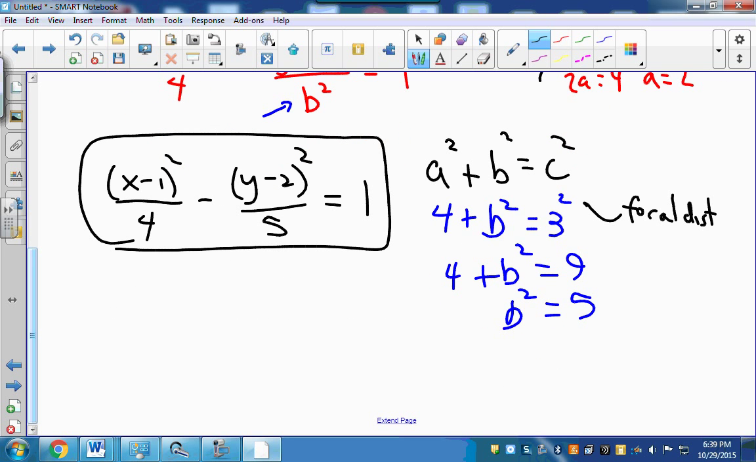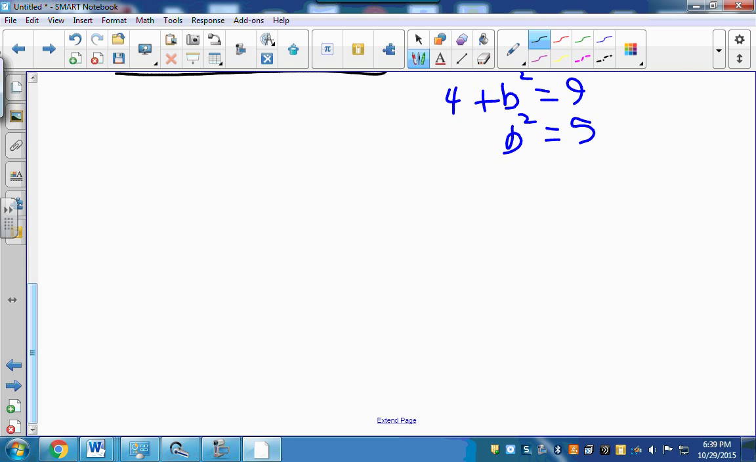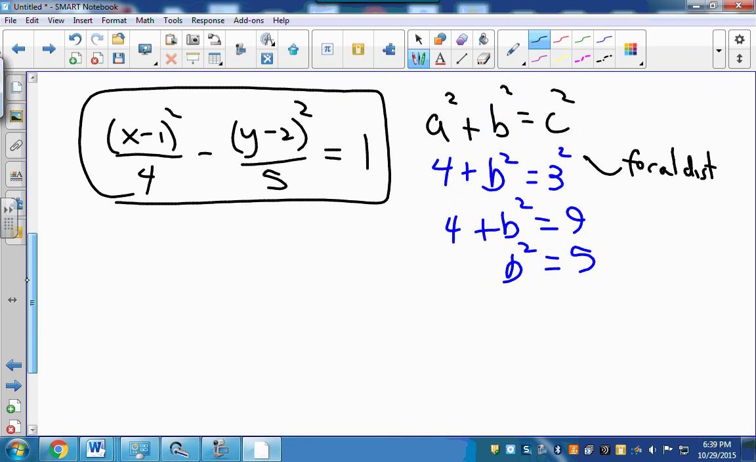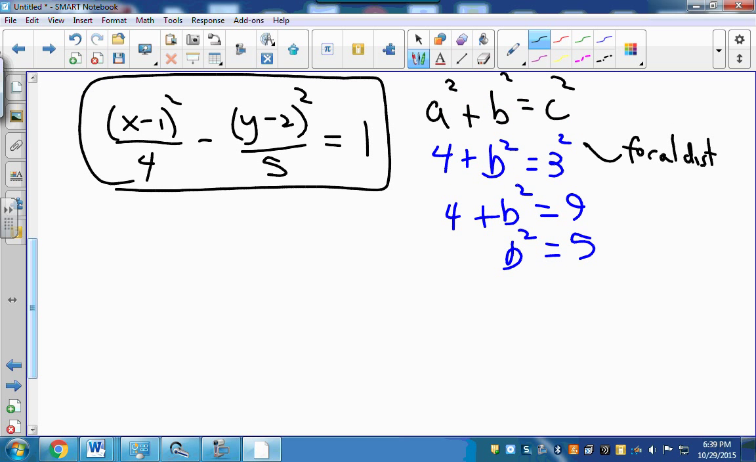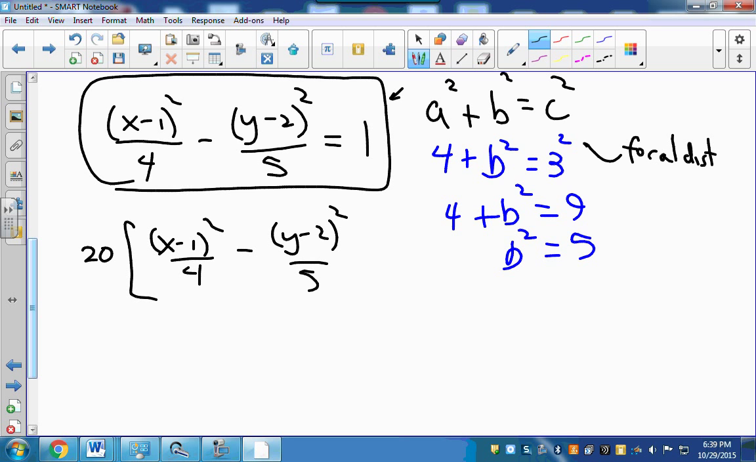And just like in every other case, I'm going to ask the question, what happens if I gave you this and you didn't know anything? Could you find the center, and could you graph the hyperbola? Could you figure out what's going on? Okay, so, well, here it's already in graphing form. Let's suppose I got it out of graphing form. Multiply both sides by 20. X minus 1 squared over 4, y minus 2 squared over 5 is 1, times 20.